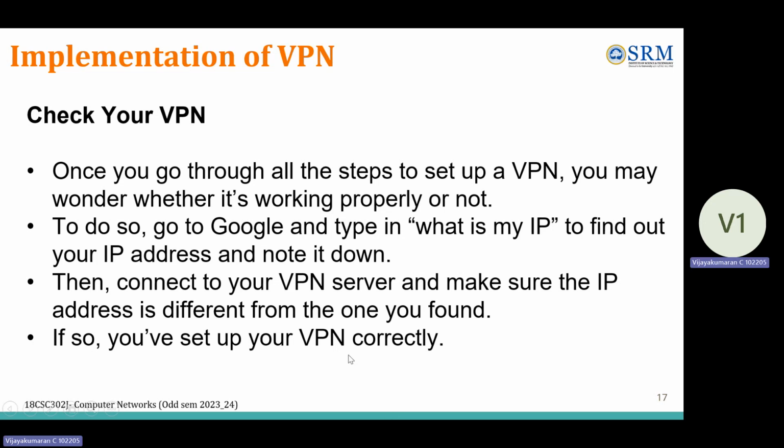Then connect to your VPN server and make sure that the IP address is different from the one you have noted down in your notebook. Because the VPN server provides a different IP address, your own network interface card IP address is not shown on the VPN side. So once you have a different IP address, you can confirm that you have configured your VPN correctly. Otherwise, you need to troubleshoot your VPN.